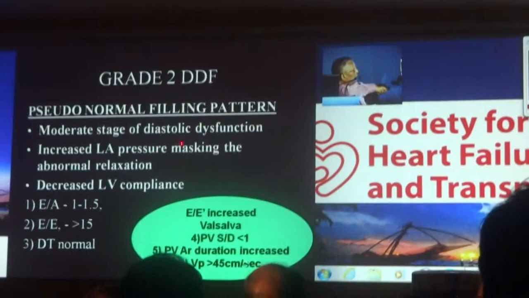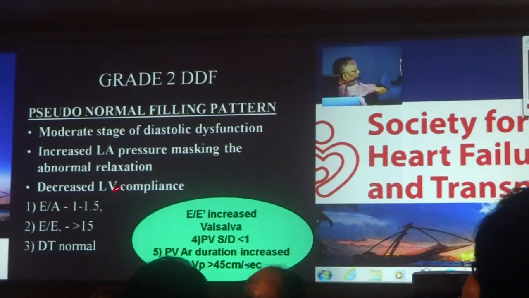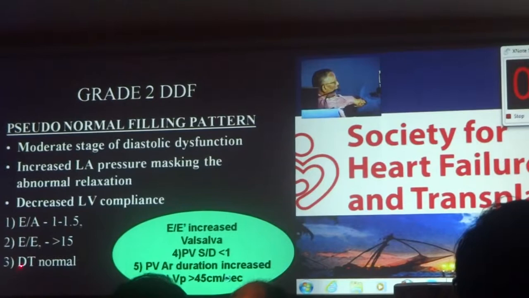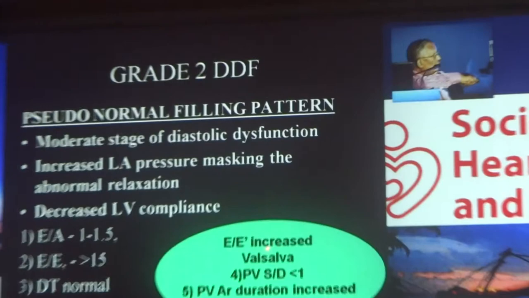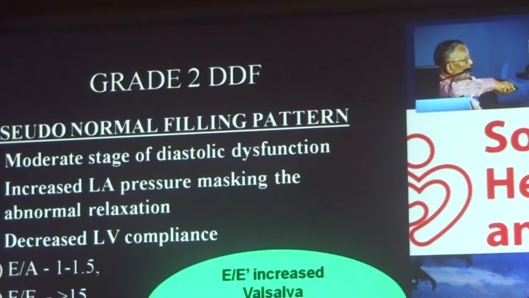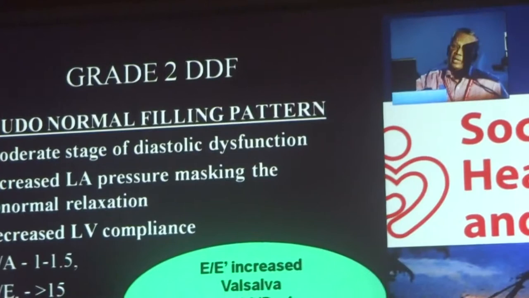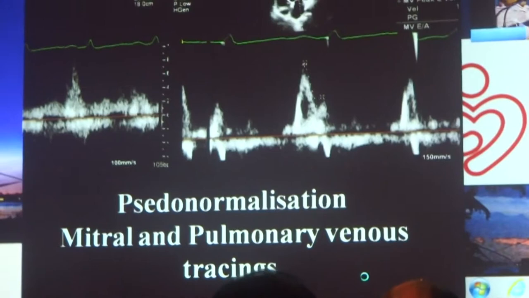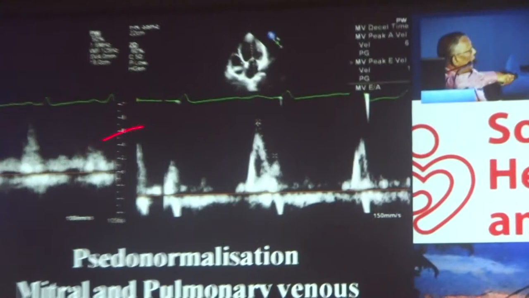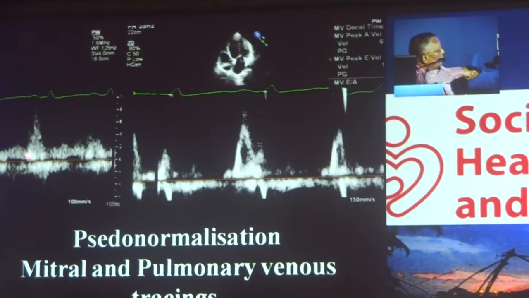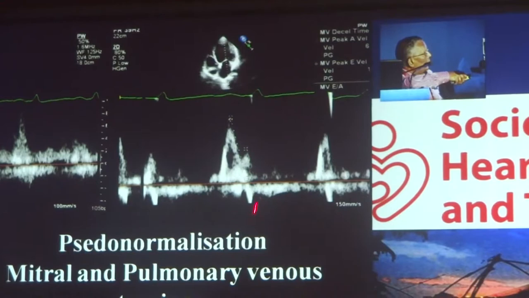Pseudonormal filling pattern, moderate state of diastolic dysfunction, increased LA pressure, masking the abnormal relaxation, decreased LV compliance, E by A 1 to 1.5, E by A greater than 50, deceleration time could be normal. E by E prime is increased, Valsalva is useful, and pulmonary venous atrial reversal duration may be increased. Still, the color flow propagation velocity may remain normal. The pseudonormalization could well be brought back as an abnormality if you can get a good quality pulmonary venous flow pattern. The mitral and the pulmonary venous tracings, when you look at the mitral flow pattern, it could be normal.